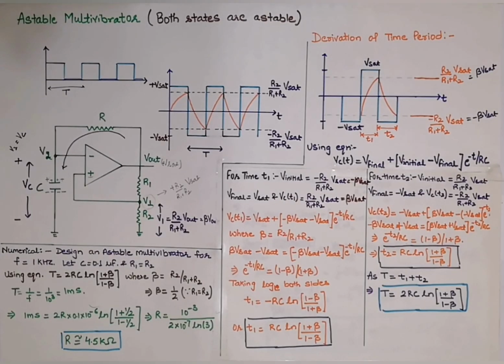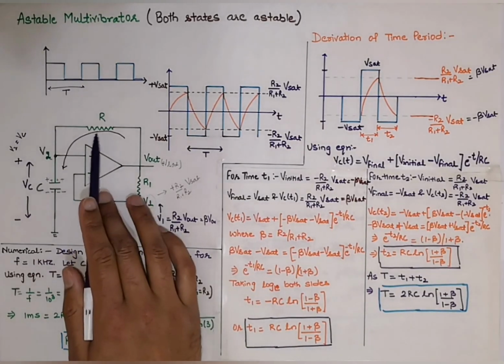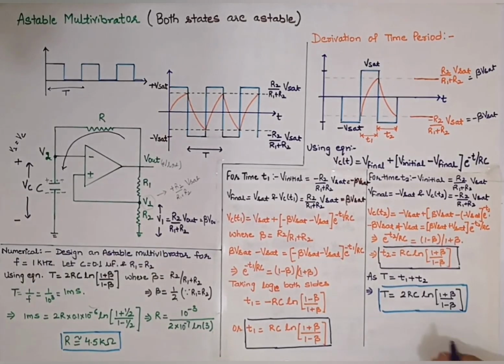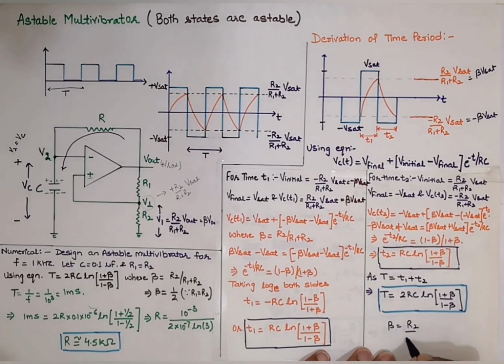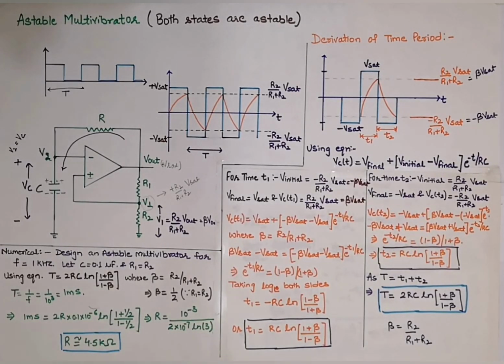Now, as I have discussed the working of the astable multivibrator with the help of its waveforms, and we have also derived the time period equal to 2Rc natural log of 1 plus beta upon 1 minus beta, where R is nothing but this resistor, C is this capacitor, and beta over here is equal to R2 upon R1 plus R2. Now, using this, can we design an astable multivibrator? Yes, we can design. So let's have a numerical on the designing.